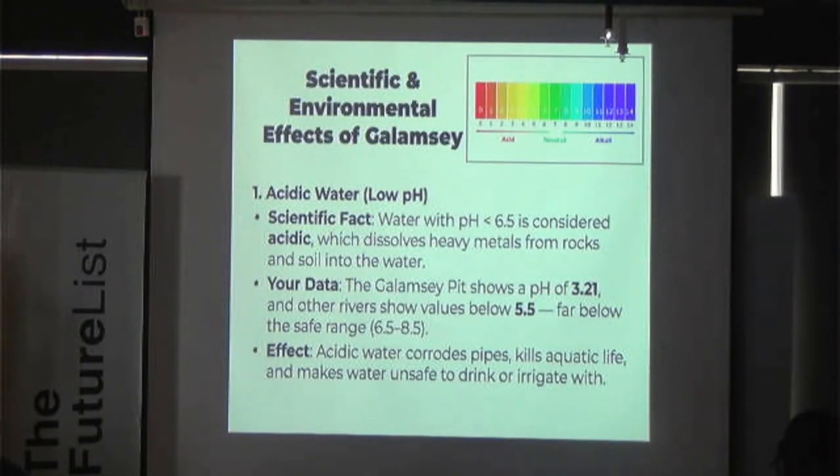Now, we observed some things. One, the Galamsey water had very low pH, and on the scale, we can see that when it's low pH, it's very acidic. What does this tell us? When it's acidic in our environment, it corrodes our pipes, kills aquatic life, and makes water unsafe for drinking.